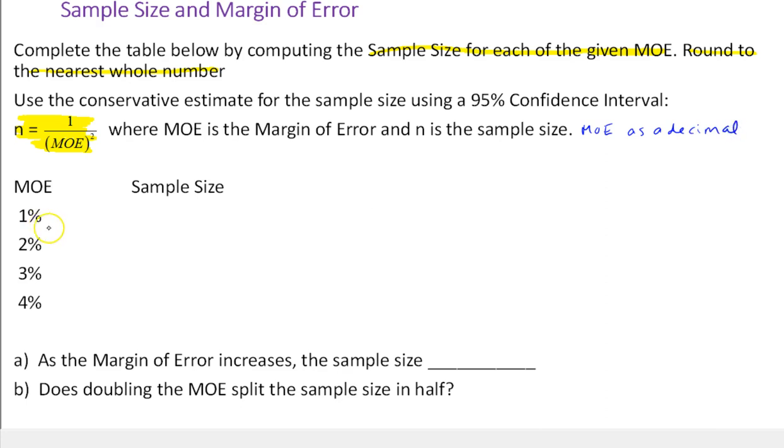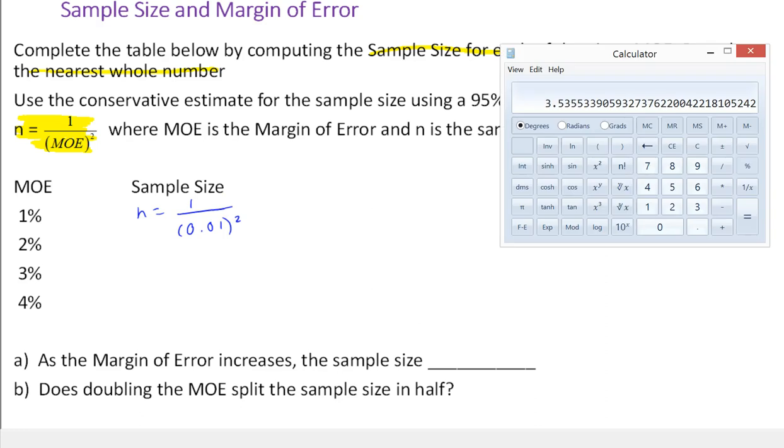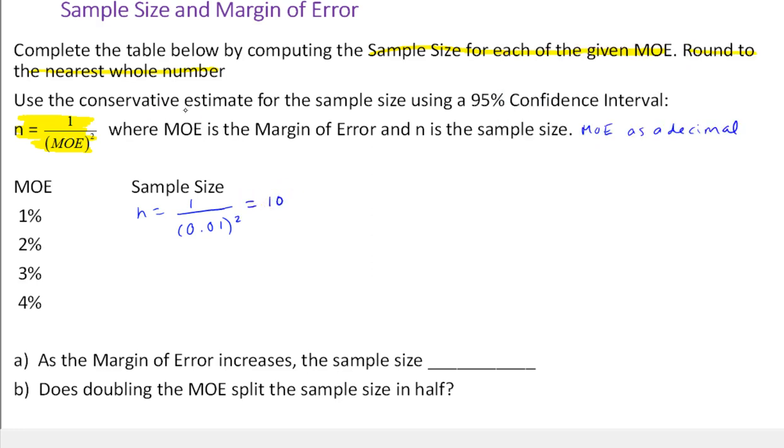So let's look at the first one. If we want a margin of error of 1%, the sample size will need to be 1 over 1% as a decimal is 0.01, and we need to square that. Again, I'm going to compute the denominator first, and then I'm going to use the reciprocal button. So 0.01 squared. Hit this button to reciprocate it, and we get that we need a sample size of 10,000 to have a margin of error of 1%.